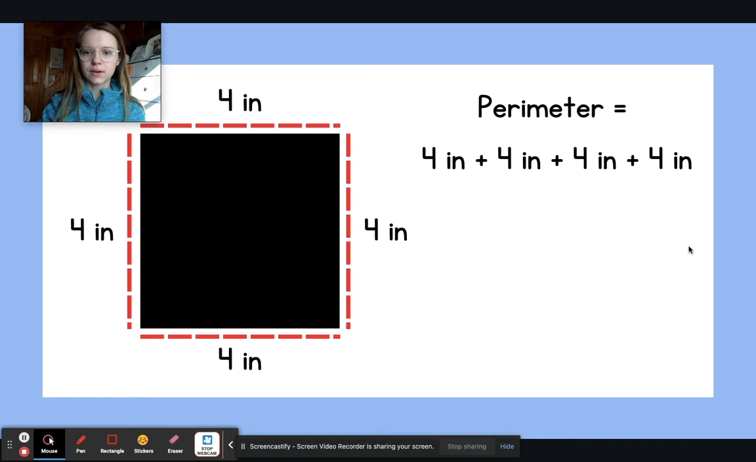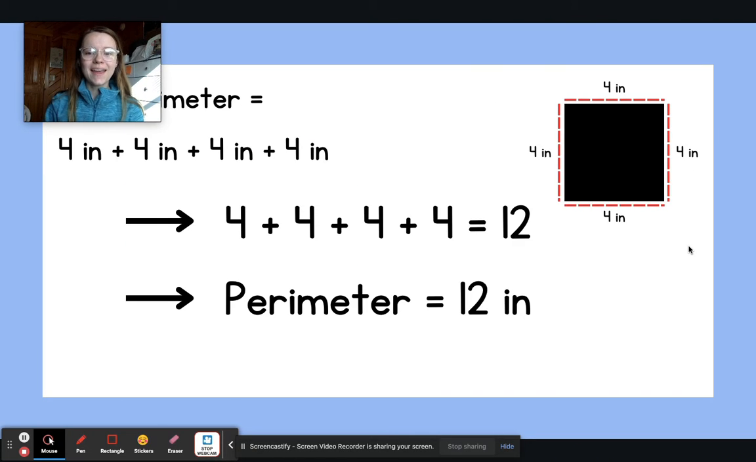Now, if we were to add those sides together, I went ahead and put in some fun little fake measurements for us. They might not necessarily be scaled, but that's okay. So I added 4 inches plus 4 inches plus 4 inches plus 4 inches. Because it's a square, we know all the sides are equal. So we can add those 4 inches together, and it will give us a little something like this. So we see the 4 inches plus 4 inches plus 4 plus 4 equals 16. So perimeter equals 16 inches.